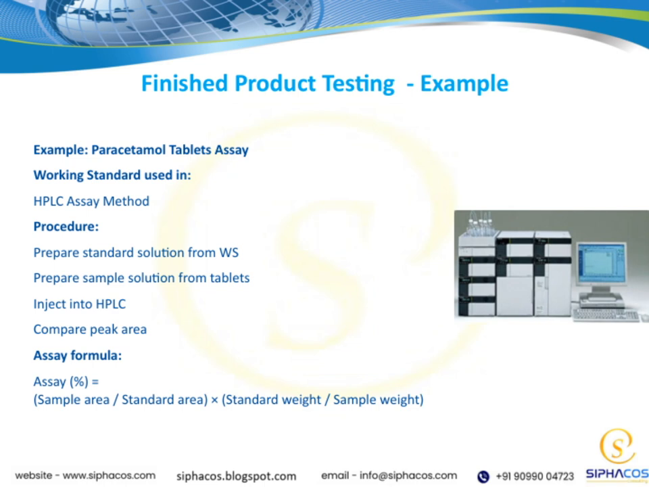solution from the working standard and a sample solution from the tablets themselves. These are then injected into the HPLC instrument. The key here is to compare the peak areas generated by the sample and the standard. By doing this, we can calculate the assay using the formula shown. The ratio of the sample peak area to the standard peak area, multiplied by the ratio of the standard weight to the sample weight. This process ensures accurate quantification, which is crucial for quality control and ensuring the product meets the required specifications. It ties back to our overall theme of validating the quality and safety of pharmaceutical products through precise testing methods.